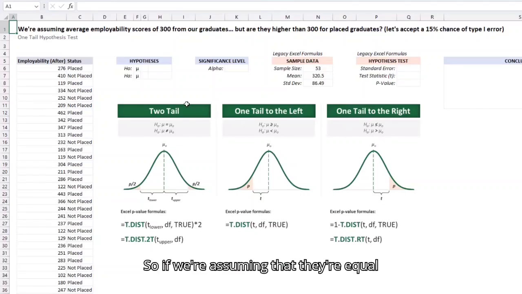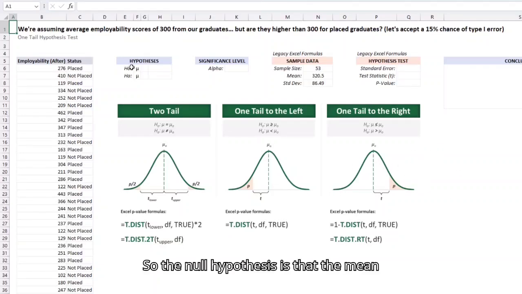And rejecting it here would imply that the real population mean is higher than our hypothesized mean. So if we're assuming that they're equal to 300 from the start, this applies for both: the null hypothesis is greater than or equal to here and less than or equal to here. But if we want to evaluate whether they are higher than that, then we need to use a one-tailed to the right test. That way, if the sample falls far enough to the right here, we'll be comfortable saying that it doesn't come from a population with this mean, but from one with a higher mean.